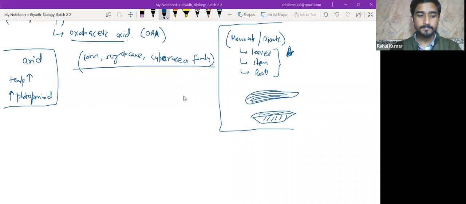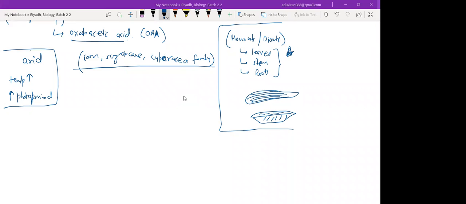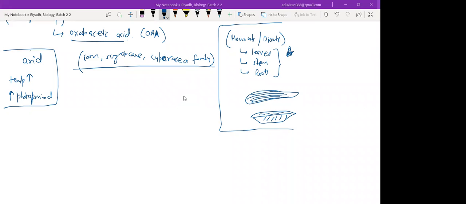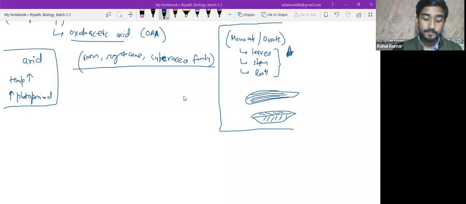Photorespiration. The word says everything: photo and respiration. What is respiration? Breakdown of glucose, loss of gases. What do we take in respiration? Oxygen, and we give out CO2. So let's define it. Just write it, photorespiration.